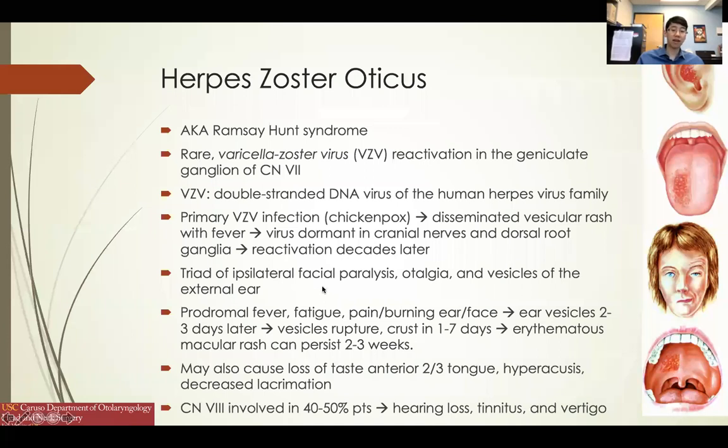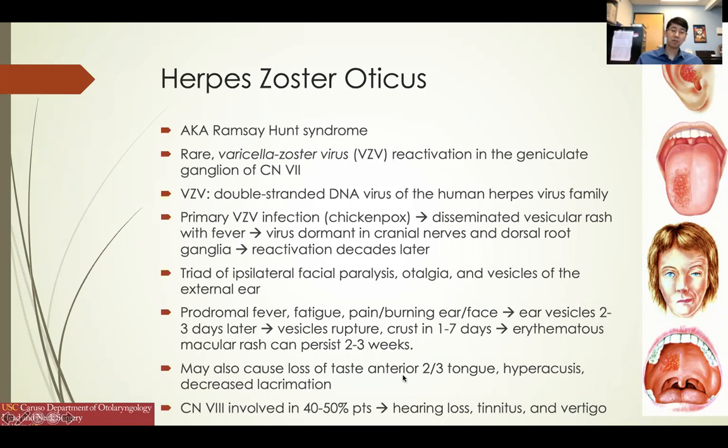Patients have the triad of facial paralysis, otalgia, and vesicles of the external ear. They can also have vesicles of the oral cavity. Patients can start with a prodrome, fever, fatigue, pain, burning sensations of the ear and face. And then vesicles usually start a few days later. Those can rupture and crust a few more days later. And you can have this persistent rash for a couple of weeks, or an erythematous macular rash.